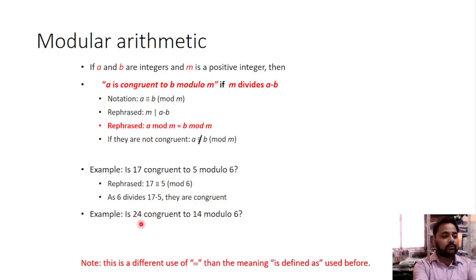And for the next example, 24 is not congruent to 14 modulo 6. It means 24 is not congruent to 14 mod 6, as 6 does not divide 24 minus 14, which is equal to 10, so they are not congruent.